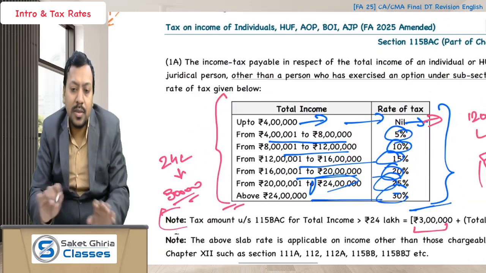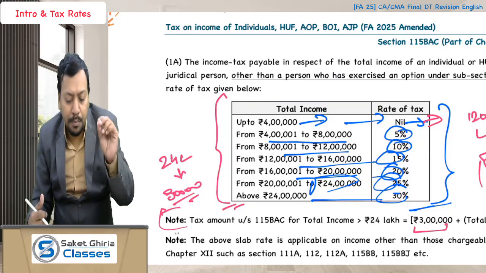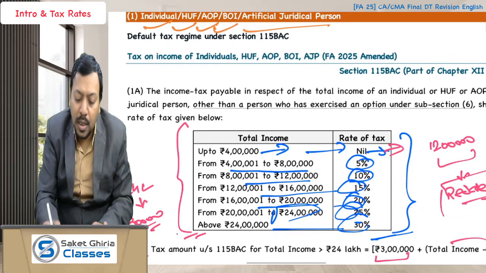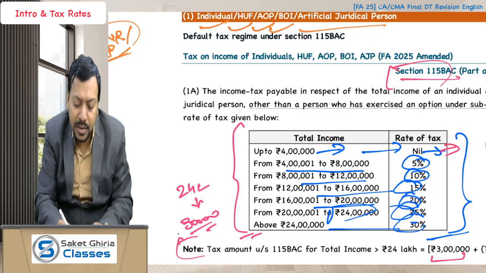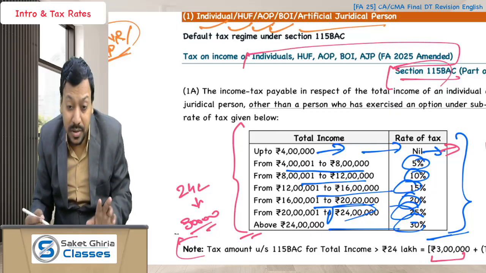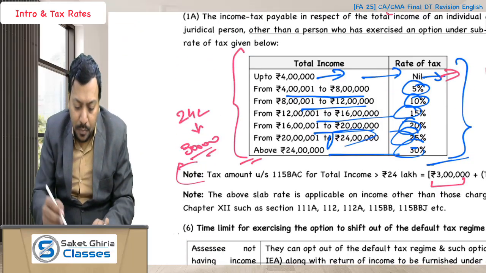Okay, so this is the tax slab for individual, HUF, AOP, BOI, artificial juridical person, which is given by section 115BAC. And yes, the individual and these persons can be a resident, can be a non-resident, can be male, can be female.